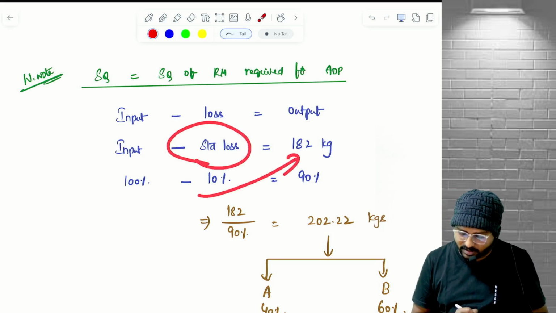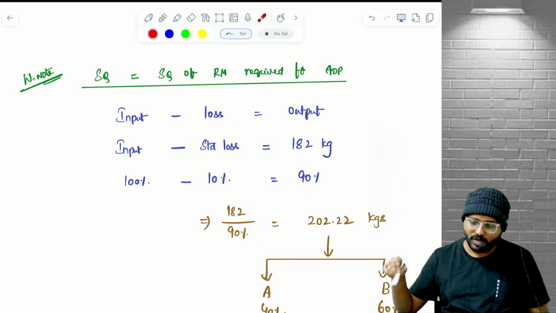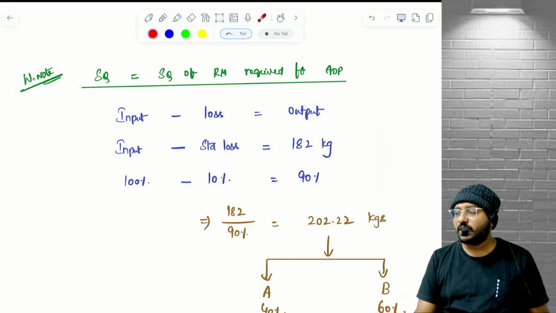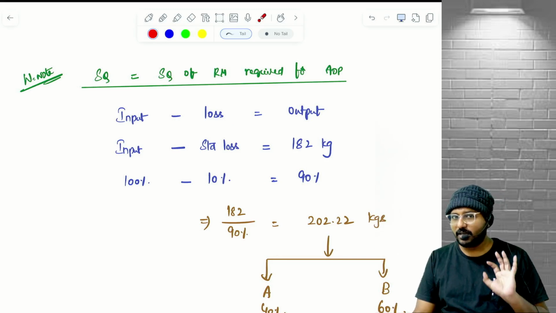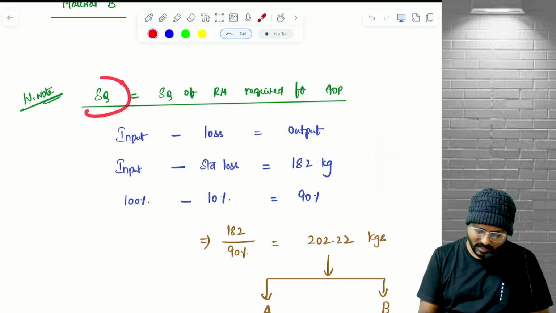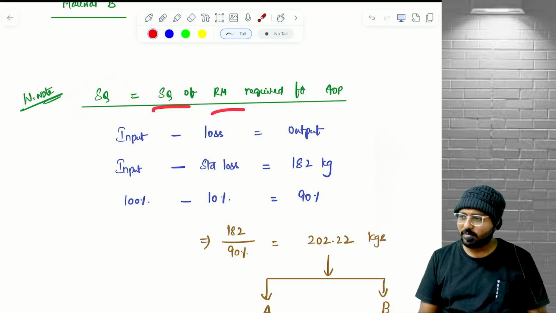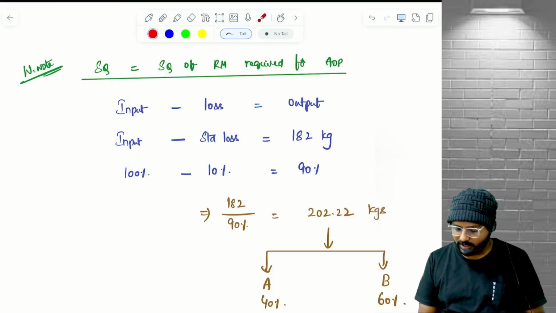So I went with standard loss. I added back the standard loss. Therefore, whatever the input I've got is what input? Standard input. Got the point? This is nothing but standard input. Standard quantity of raw metal means raw metal is input. Get the point? I've got it.